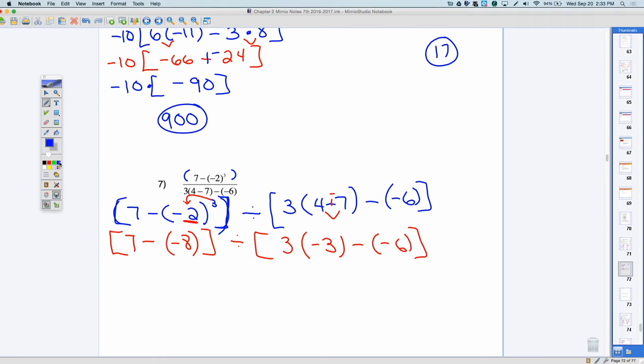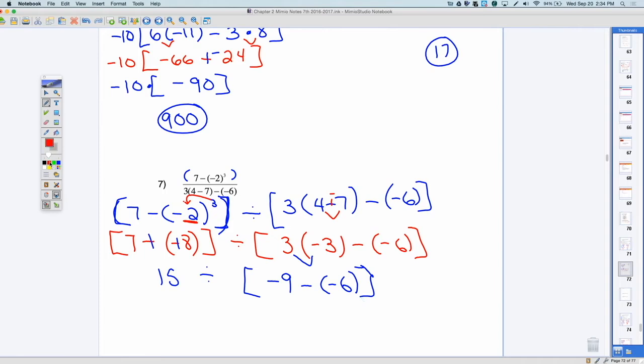Go back to the left-hand side, and we have a subtraction problem, so we're going to change it to add the opposite. And 7 plus 8 is 15. Put down my division, and now I'm going to go on to the right side. Inside here, I have 3 times a negative 3 minus a negative 6. So our next step is multiplication. So 3 times a negative 3 gives you a negative 9 minus a negative 6. Close that up.